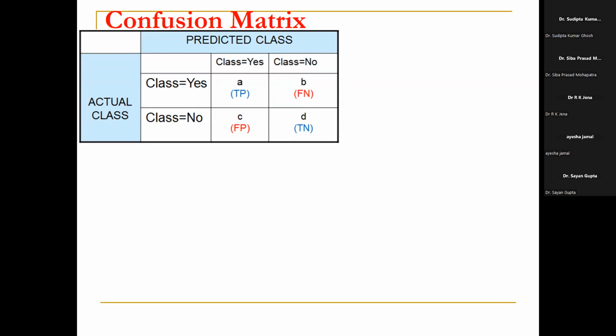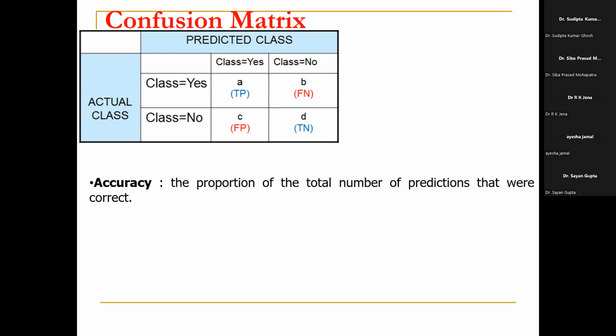Based on these values, we can find out different metrics or performance indicators. Let's see accuracy: the proportion of the total number of predictions that were correctly predicted. How many were correctly predicted? That is true positive and true negative. So the accuracy will be A plus B divided by A plus B plus C plus D. This is called accuracy.